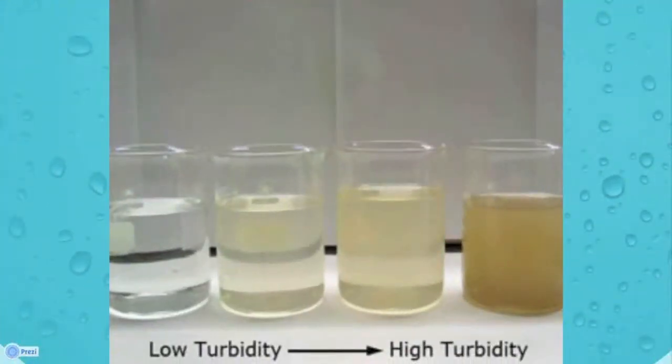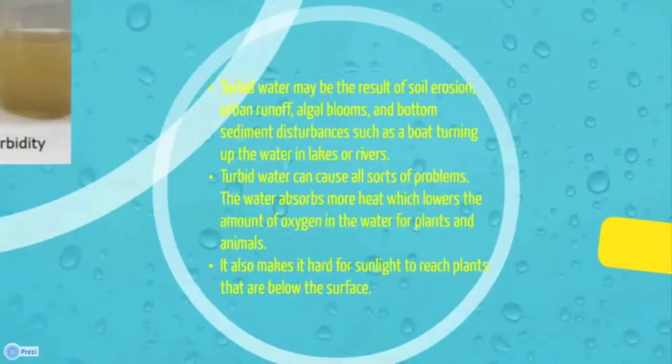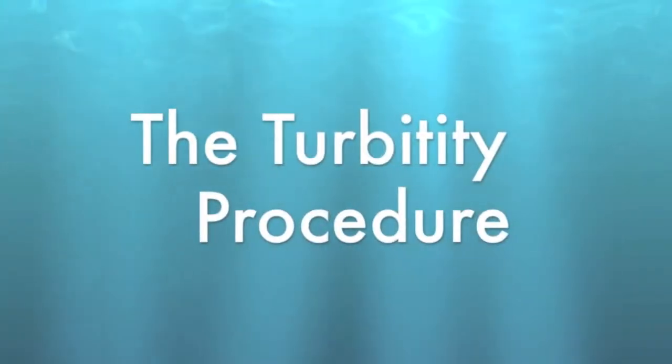Here is a chart showing low and high turbidity. Turbid water may be the result of soil erosion, urban runoff, algal blooms, and bottom sediment disturbance such as boats turning up the water in lakes or rivers. Turbid water can cause all sorts of problems. The water absorbs more heat, which lowers the amount of oxygen in the water for plants and animals. It also makes it hard for sunlight to reach plants that are below the surface.